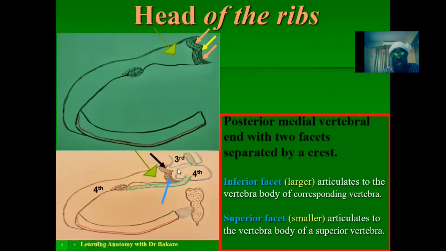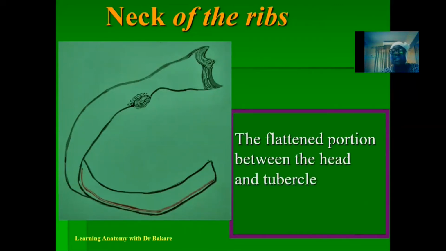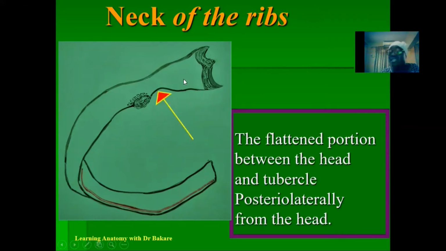And of course, in between the two facets, we have the crest, and this is the crest in between. So going further is the neck. We said that the neck is the immediate constricted region after the head. It is seen between the head and of course the tubercle. So it runs posterolaterally. So this is the neck of the rib, pointed in red.